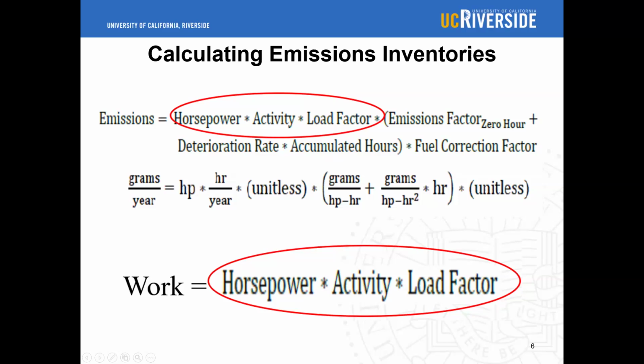So here we're only focusing on the activity side of this. And so again, if you look at the grams per year, you look at the horsepower times the hours per year, times the load factor, and then basically you wind up taking all those factors into account to get your grams per year calculation. So here we're predominantly looking at the work, which would be the horsepower times the activity times the load factor.